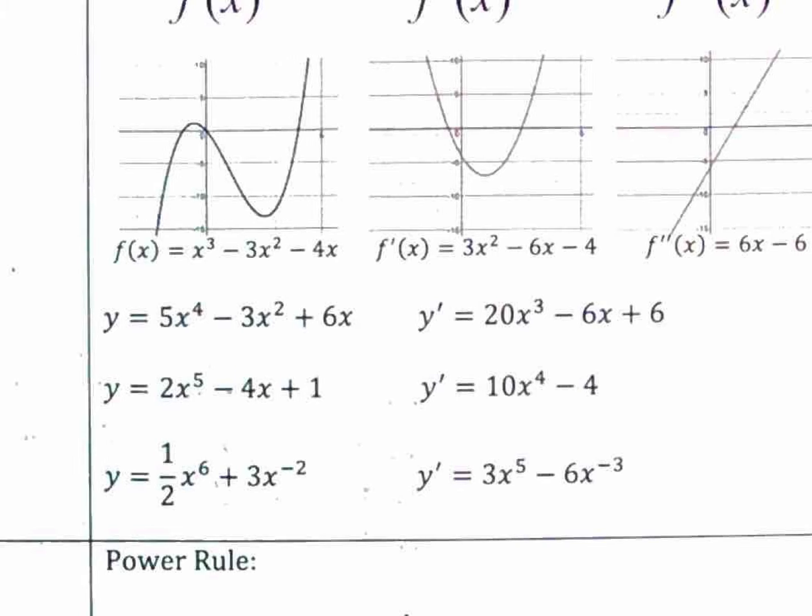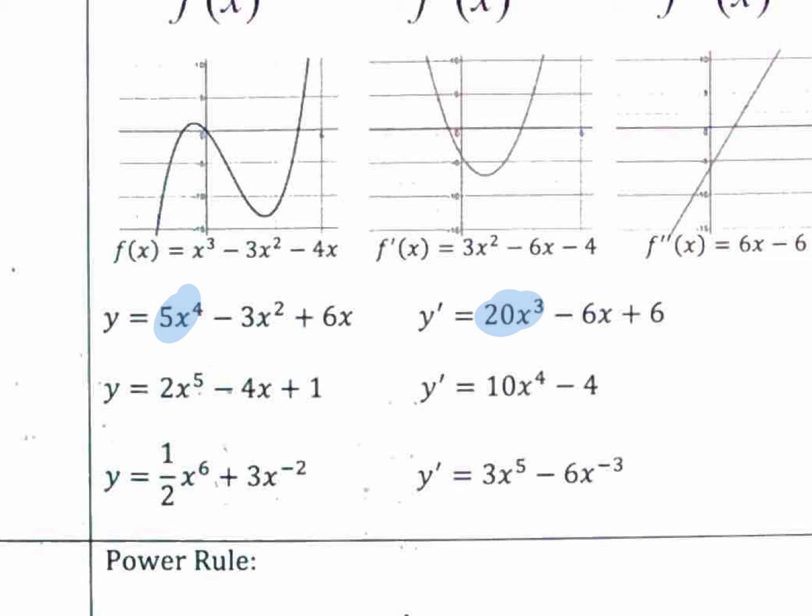Well, here I'm seeing the same thing, right? A quartic drops down to a cubic. A quintic, or x to the 5th, drops down to a quartic, x to the 4th. X to the 6th drops down to an x to the 5th. X to the negative 2 drops down to x to the negative 3. So it looks like all of these leading terms, the exponent is dropping down by 1.